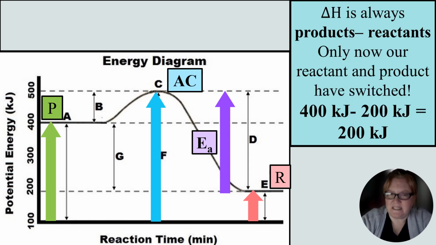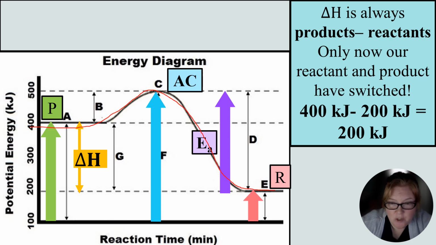Now, delta H, heat of reaction, change in energy, is always products minus reactants. So you have to think, where are the products? Well, the products are 400 minus the reactants. Those are 200. So I'm going to get a positive 200, which makes sense because this reverse reaction was endothermic, so that delta H should be positive.